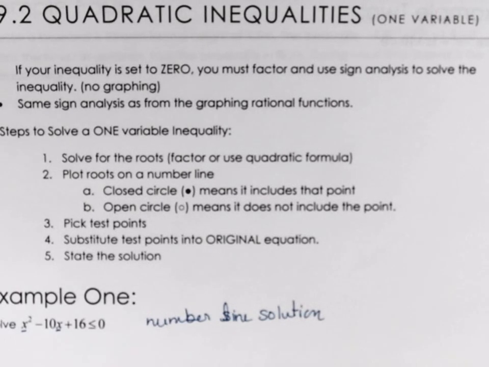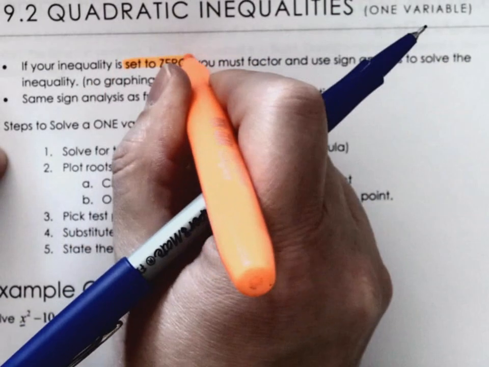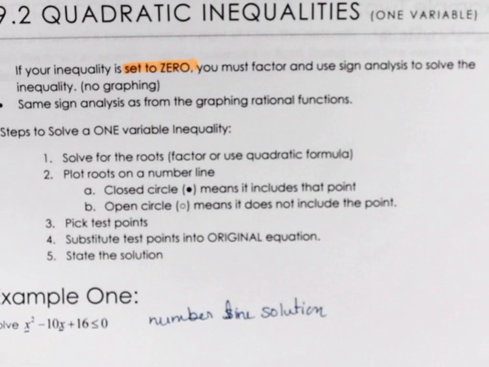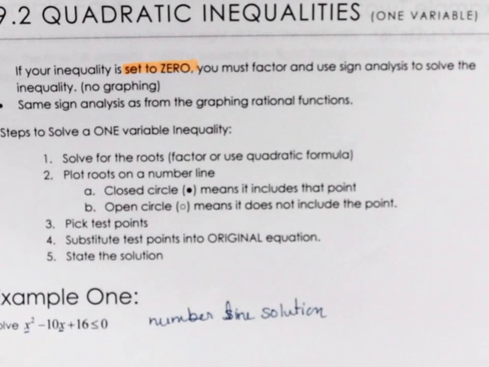So we're taking time away from grade 10 and dumping it into chapter 4, but we're adding more to it now. Anytime we're going to solve a quadratic, you need to set it equal to 0. So 0 on one side, everything else on the other. And it talks about using sign analysis to solve the inequality. You don't have to graph it. It's the sign analysis that we're using from graphing rational functions. By the time you watch this video, we will have finished graphing rational functions and you'll know what I'm talking about. So these are the steps.